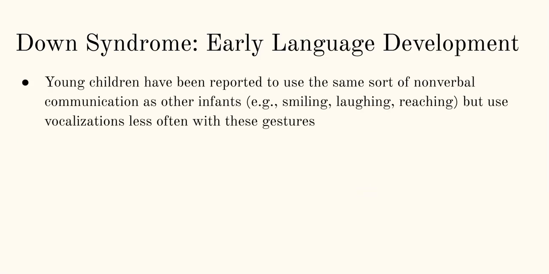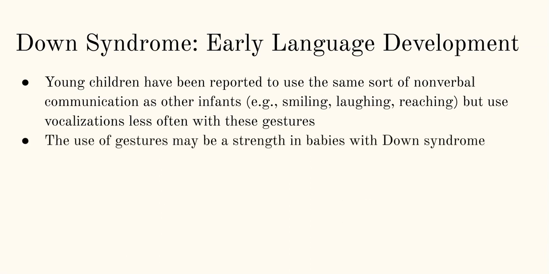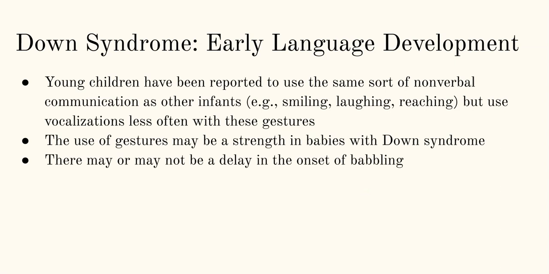So just from an early language development standpoint, young children have been reported to use the same sort of nonverbal communication as other infants. So smiling, laughing, reaching. However, they're going to be much less likely to use vocalizations with their gestures, and the vocalizations are going to come later than your typical child. The use of gestures may be a strength in babies with Down syndrome. So even though they're not vocalizing, they really are going to gesture to what they need.